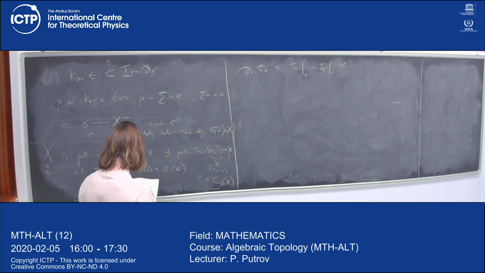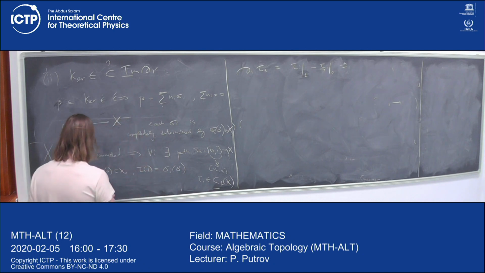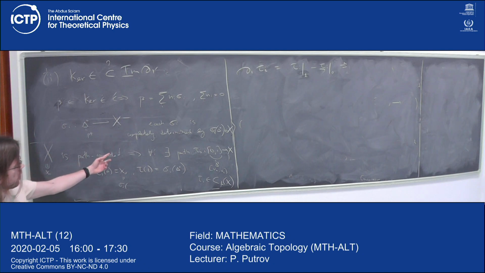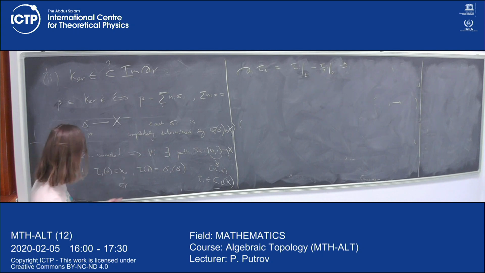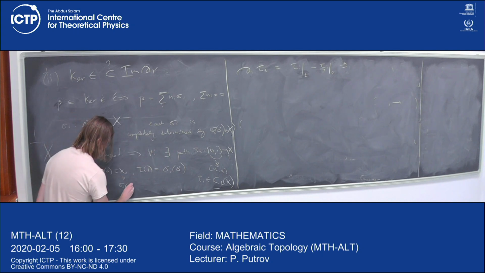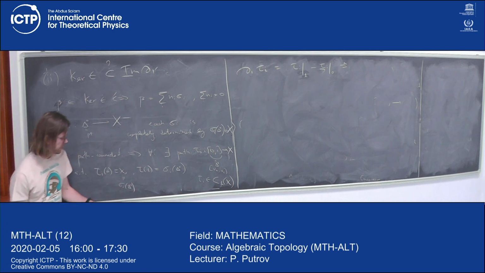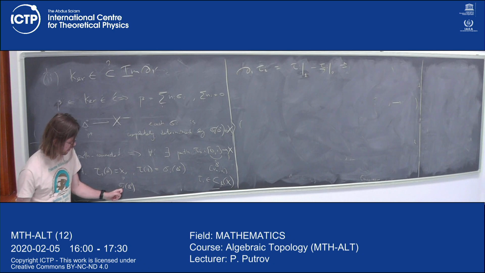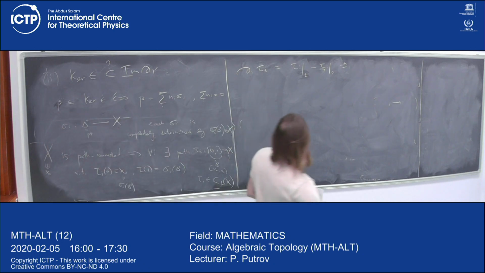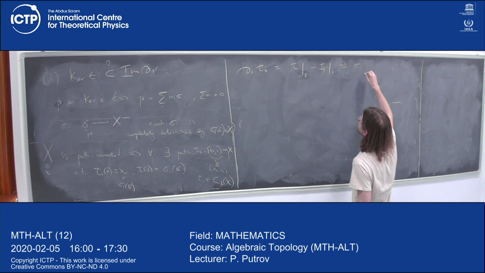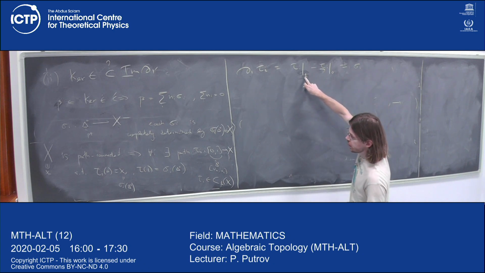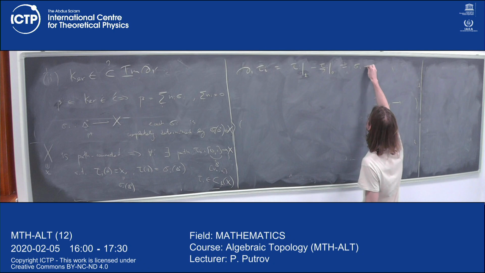So I can interpret this x0 point as a value, since we know that there is a one-to-one correspondence between points in x and singular zero simplices. I can understand this point as the value of some singular simplex sigma 0. So this restriction is just sigma i, and this restriction is just sigma 0.